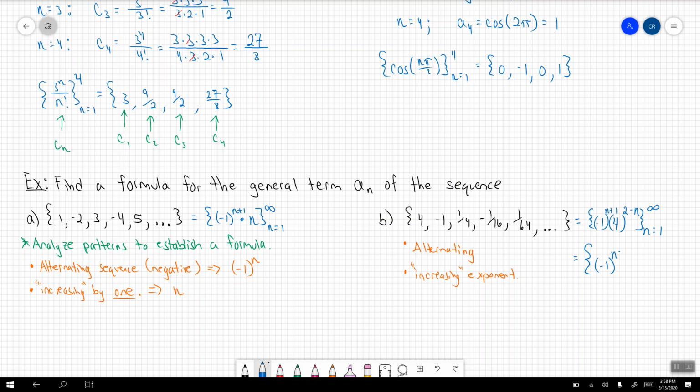Negative 1 to the power of n plus 1. You can double check this. If n is equal to 1, then that's going to be a positive. N is equal to 2, that's going to be a negative, and so on and so forth. And this is 4 to the power of 2 minus n.